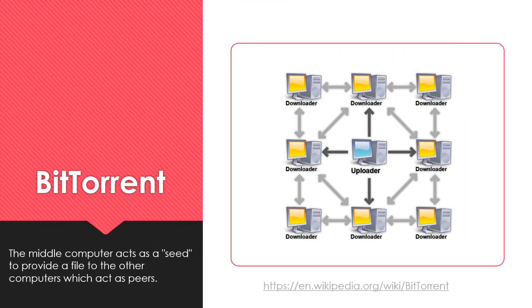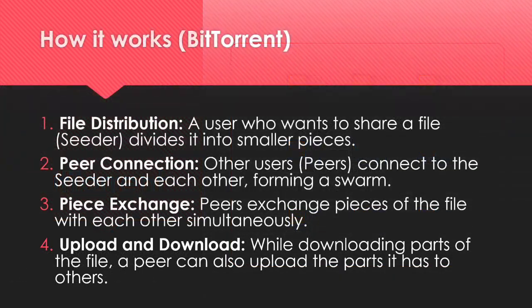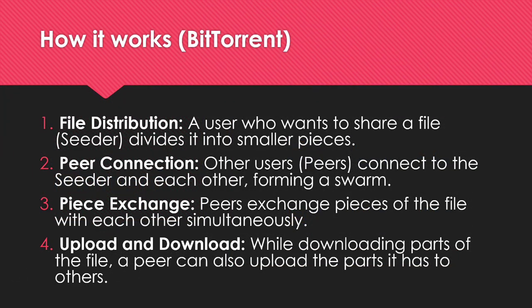BitTorrent. The middle computer acts as a seed to provide a file to the other computers, which act as peers. Now we will talk about how BitTorrent works. File distribution. A user who wants to share a file, the seeder, divides it into smaller pieces. Peer connection. Other users, the peers, connect to the seeder and each other, forming a swarm. Upload and download. While downloading parts of the file, a peer can also upload the parts it has to others.